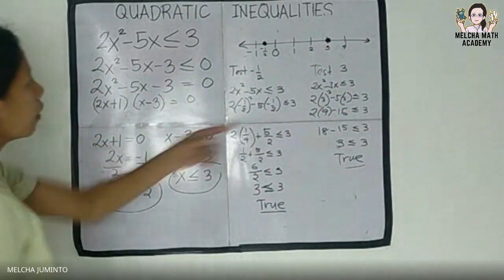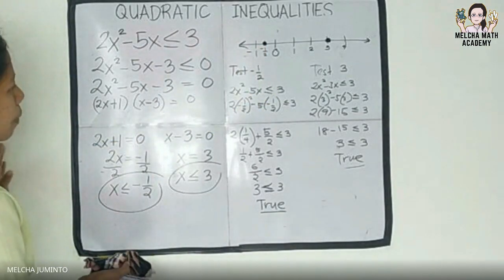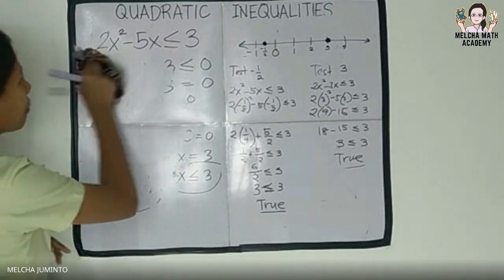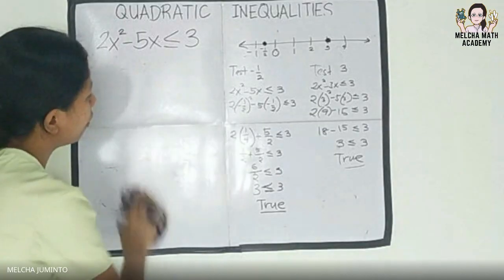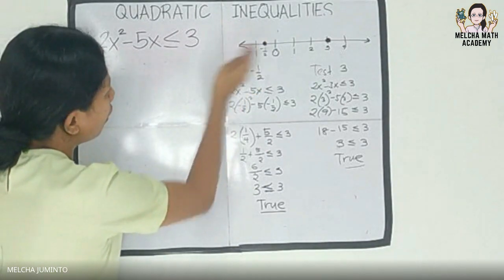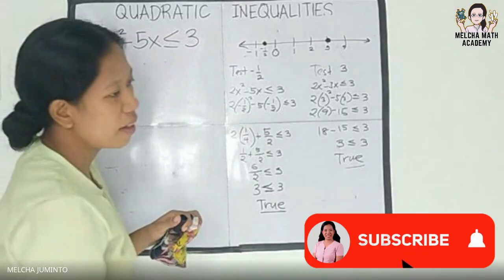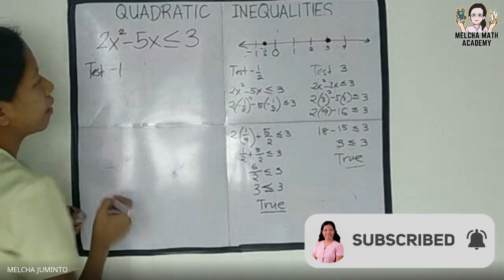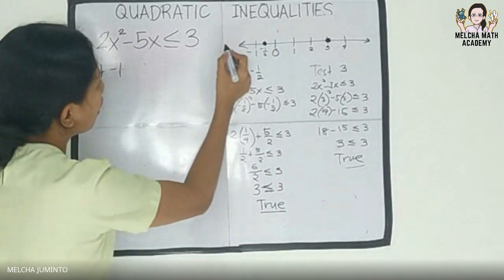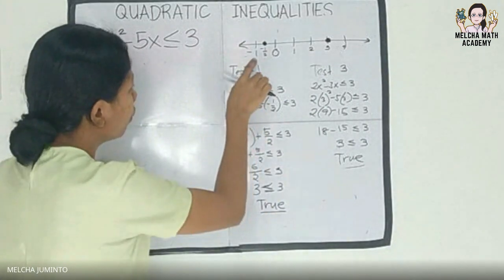Okay, let me start with a number to the left of negative 1/2. Since we don't have any area left, I will erase this part. I will now test one number, choose any number which is located to the left of negative 1/2. Of course, you need to choose the easiest one. Use negative 1. Okay, you may choose any number as long as it is to the left of negative 1/2. It can be as far as negative 100, but for the sake of easy computation, use negative 1.